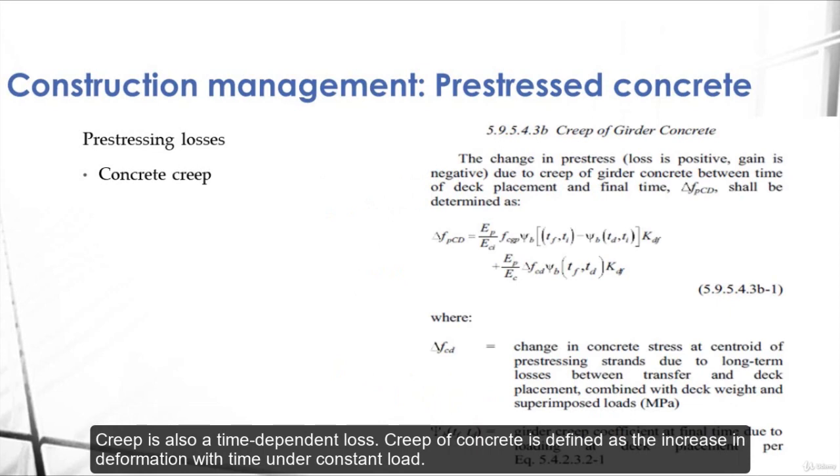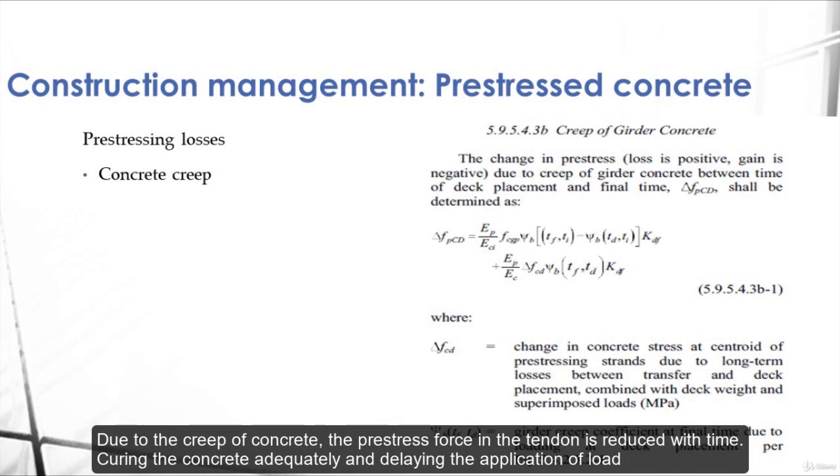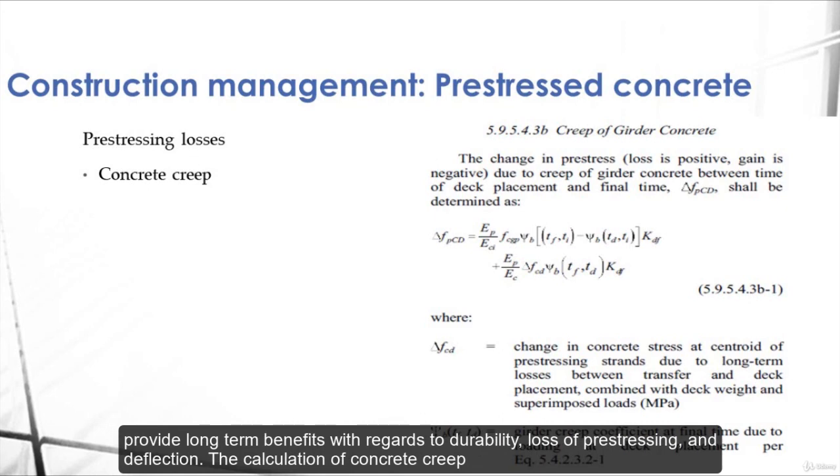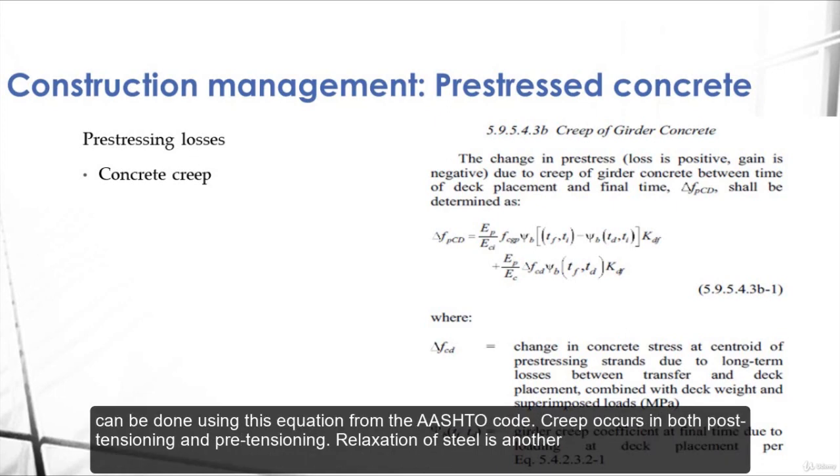Creep is also a time-dependent loss. Creep of concrete is defined as the increase in deformation with time under constant load. Due to the creep of concrete, the pre-stress force in the tendon is reduced with time. Curing the concrete adequately and delaying the application of load provide long-term benefits with regard to durability, loss of pre-stressing, and deflection. The calculation of concrete creep can be done using this equation from the AASHTO code. Creep occurs in both post-tensioning and pre-tensioning.